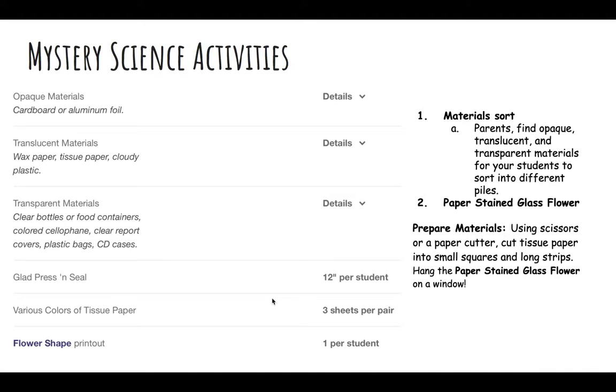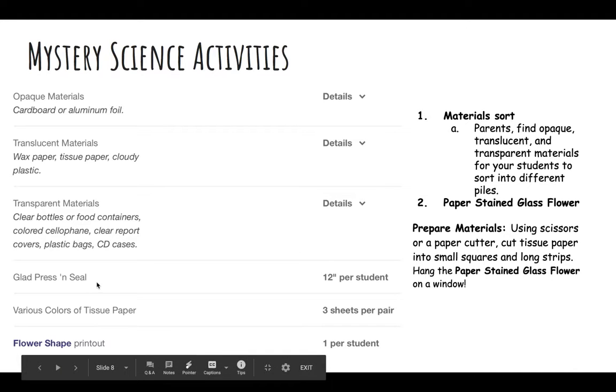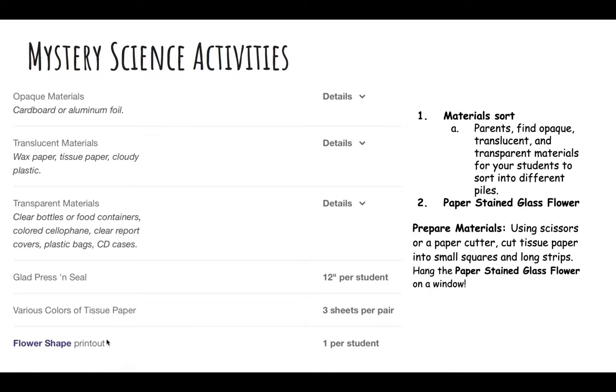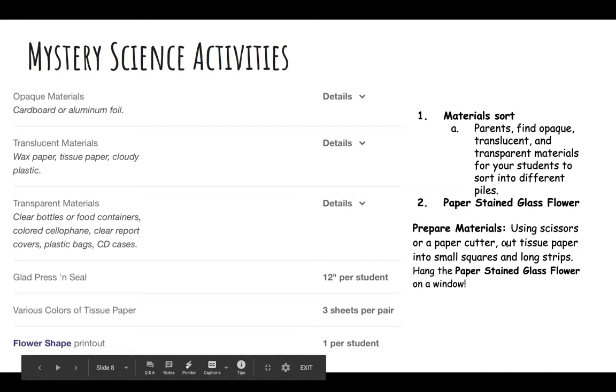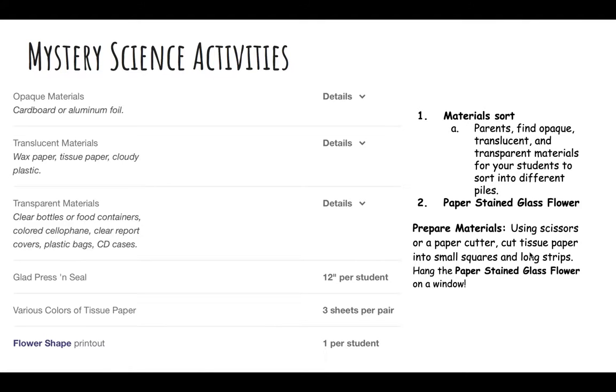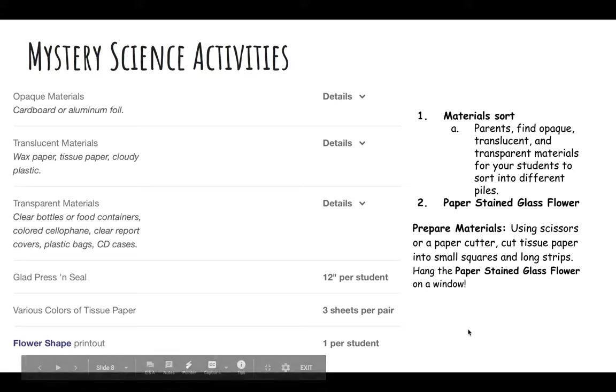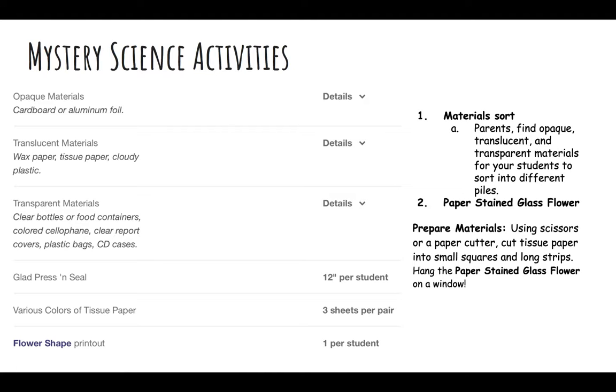So, the materials for that are Glad Press'n Seal contact paper, various colors of tissue paper, and a flower shape printout that I will be uploading to the Class Dojo page. You should prepare the materials by using scissors or a paper cutter. Cut the tissue paper into small squares and long strips. Then follow the instructions in the video, and when you're done, hang the paper stained glass flower on a window.